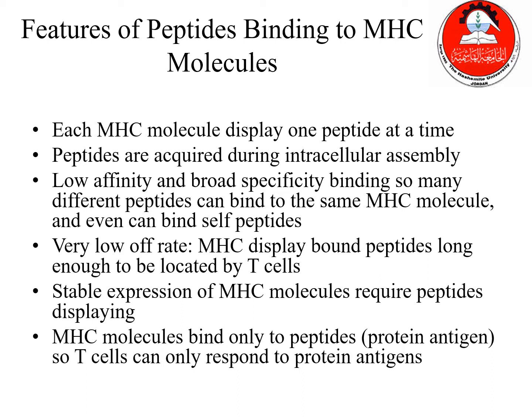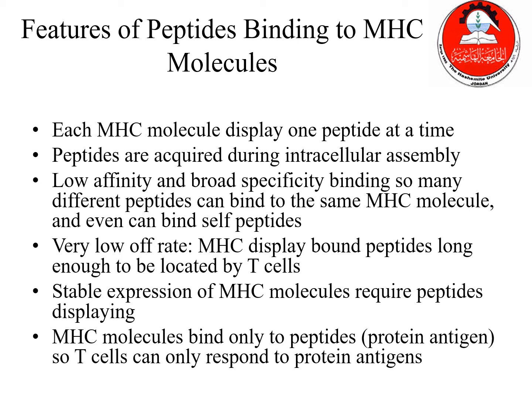Features of peptides binding to MHC molecule. Each MHC molecule displays one peptide at a time. Peptides are acquired during intracellular assembly. Low affinity and broad specificity binding, so many different peptides can bind to the same MHC molecule and even can bind self-peptides.